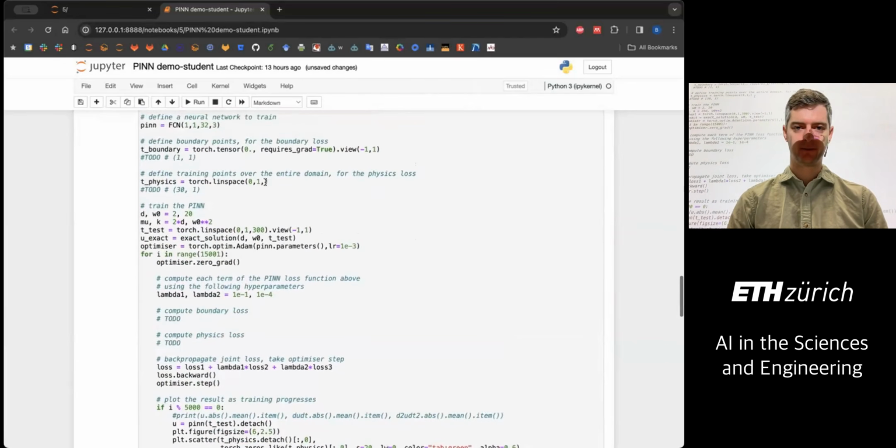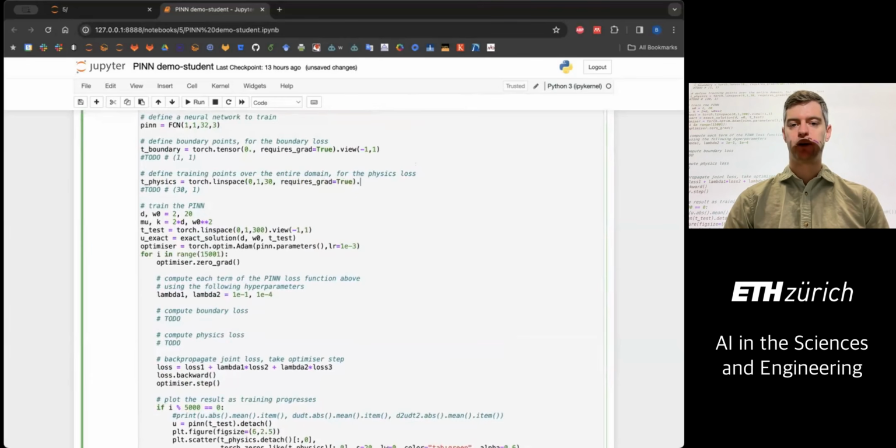So where are we? Yeah, and we'll take 30 points. And again, we're going to need to require gradient. And we're going to make a nice view of the data.